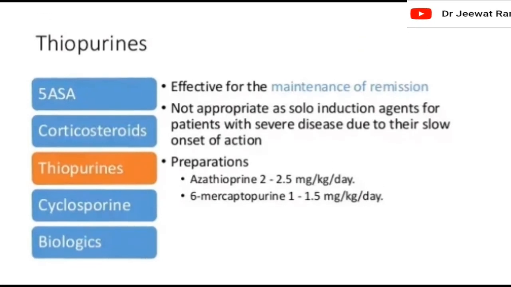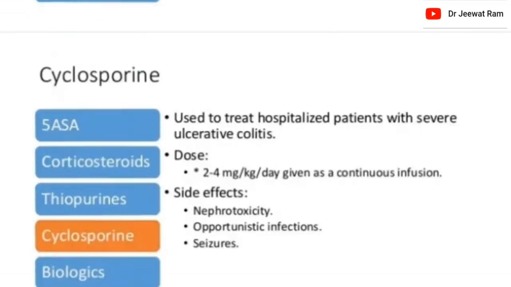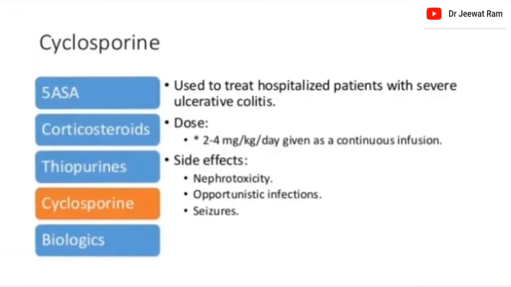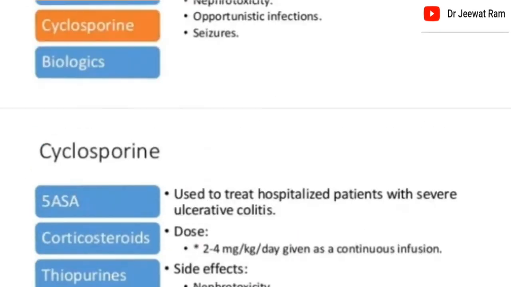Thiopurines are effective for the maintenance of remission, not appropriate as solo induction agents for patients with severe disease due to their slow onset of action. Preparations: azathioprine 2 to 2.5 mg per kg per day, 6-mercaptopurine 1 to 1.5 mg per kg per day. Cyclosporine is used to treat hospitalized patients with severe ulcerative colitis. Dose is 2 to 4 mg per kg per day, given as a continuous infusion. Side effects: nephrotoxicity, opportunistic infections, seizures.